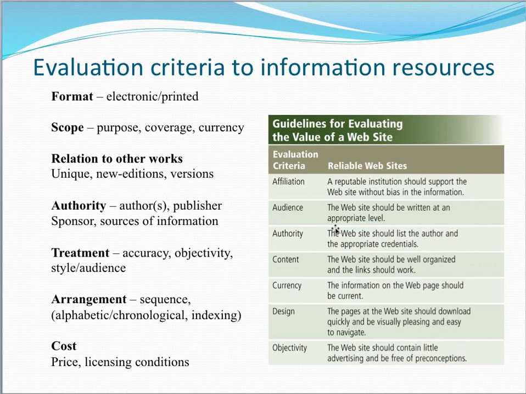So, when we use a website to answer a reference question, we have to look for affiliation. And affiliation means that the information was published by a reputable institution, which should support the website without bias in the information. Okay, the audience. Again, audience is very important because you want to match the audience with the information source. A website should be written at an appropriate level. So there must be a match for a reference transaction to be successful. There must be a match between the audience and the information source.